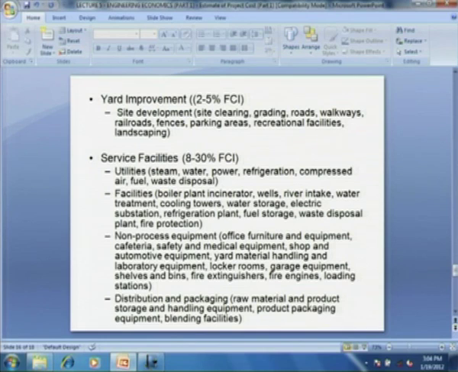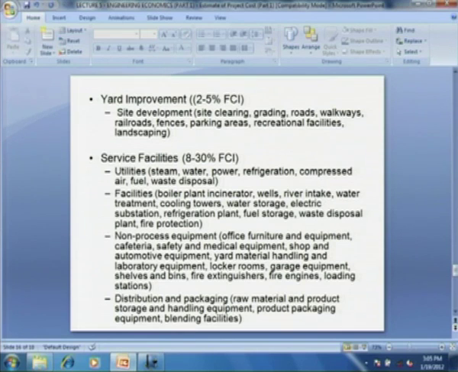Then comes the service facilities. These count to about 8 to 30% of fixed capital investment. The utilities such as steam, power, refrigeration, compressed air, fuel, waste disposal, so on and so forth. Then additional facilities such as boiler plant, incinerator, wells, river intake, water treatment, cooling waters, water storage, electric substation, refrigeration plant, fuel storage plant, fuel storage tanks, then waste disposal plant and then fire protection equipment.